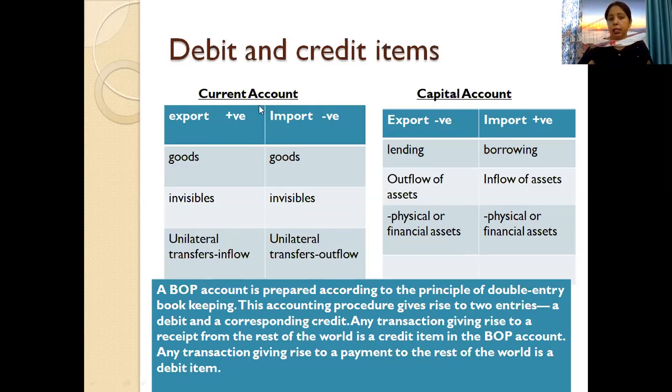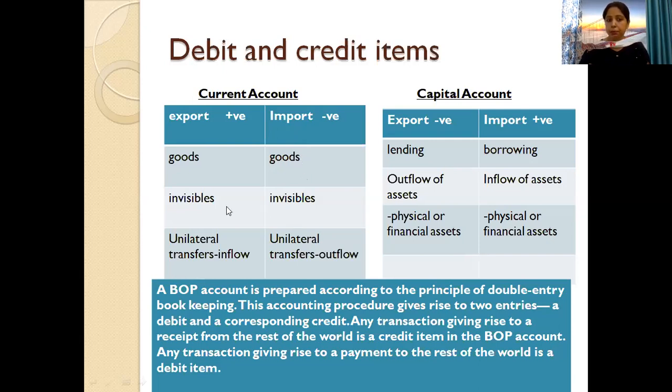I will first take the current account. We have export and import. When we export something, it is an inflow of foreign exchange, so we take it as a positive one, right? And when we import something from the rest of the world, we are losing our foreign exchange, so we take it as a negative part. I'm first covering the current account. Visible goods are there. When we export visible goods, they are entered on the positive side, and when we import physical goods, they are entered on the negative side of the current account.